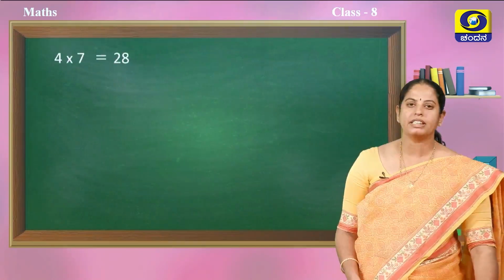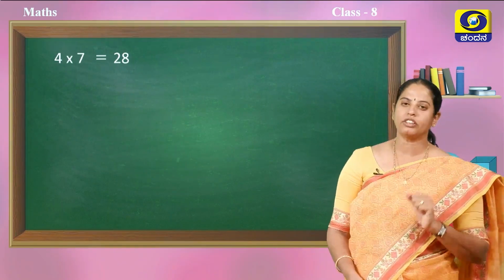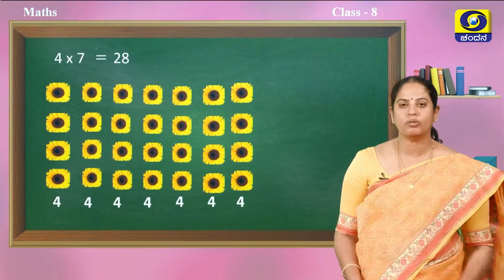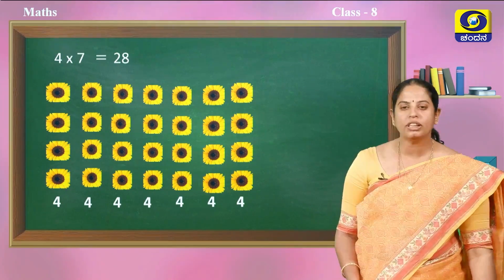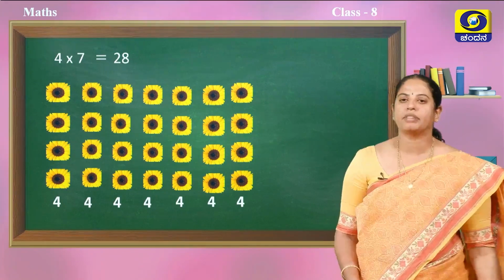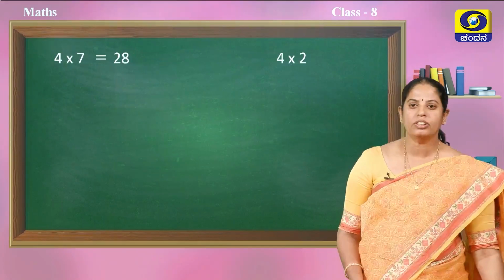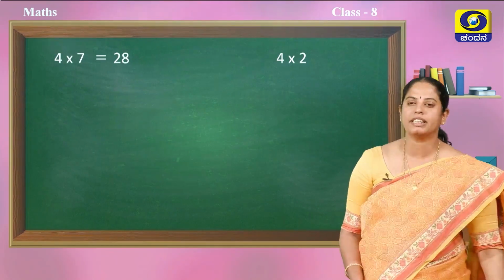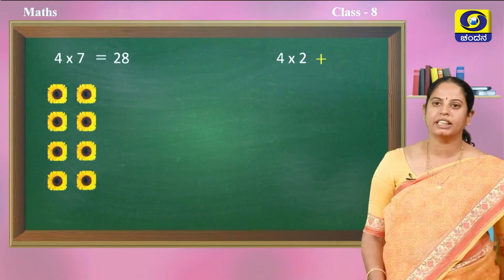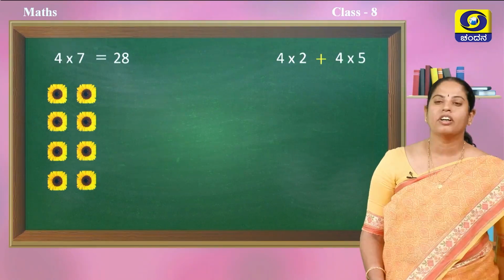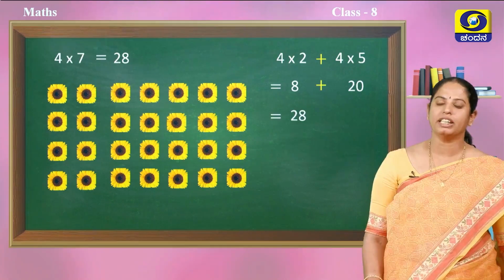Okay. Next, observe here. I am multiplying 4 into 7 and I am getting the product 28. Yes, that means we know multiplication is repeated addition. Instead of adding 4 seven times, what am I doing? I am multiplying 7 by 4 and I am getting 28. I can do this in another way also. 4 into 7, I split 7 as 2 plus 5. First I will take 4 into 2, that is 8. Then I will take 4 five times, that is 4 fives are 20. Then also I am getting 28.